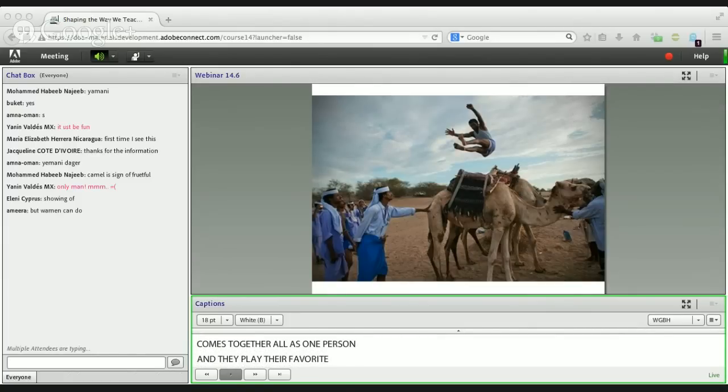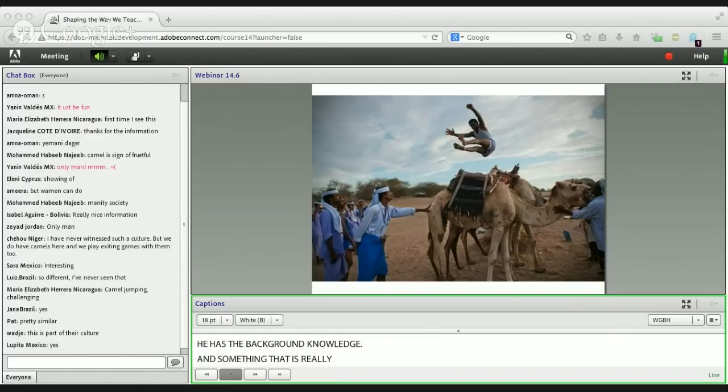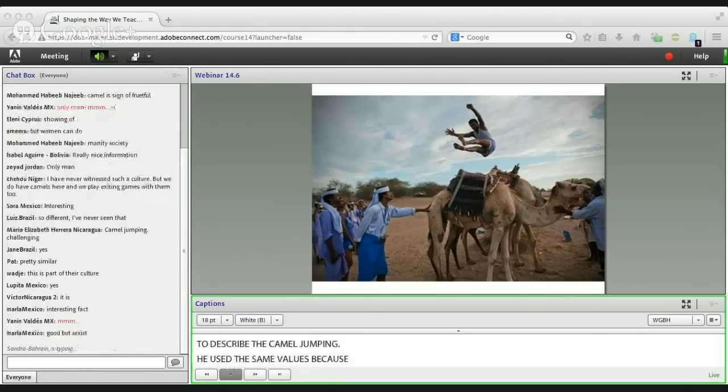All right, so we're going to ask the same thing again. If you would raise your hand if you saw a difference in the Yemeni's evaluation and your evaluation. I raise my hand. That's great. Yeah, there's a big difference because he has the background knowledge. Something really interesting is that I showed the Mongolian wrestling photo to the Yemeni, and when he evaluated it, he used the same words he used to describe the camel jumping. He used the same values because he was applying his background knowledge to the Mongolian wrestling.